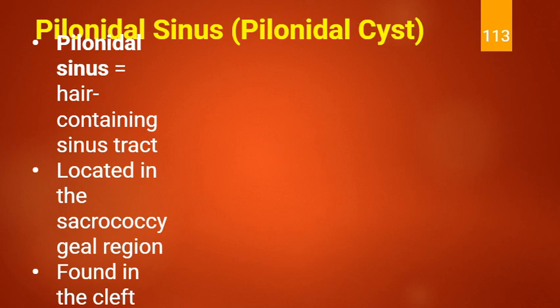A pilonidal sinus, often called a pilonidal cyst, is a condition that occurs in the sacrococcygeal region, which is the area near the tailbone at the top of the buttocks. The term pilonidal literally means nest of hair. Although it is commonly referred to as a cyst, it is actually a sinus tract under the skin that may have small openings on the surface rather than a true fluid-filled sac. This tract forms when hair and debris collect beneath the skin and cause irritation and inflammation.